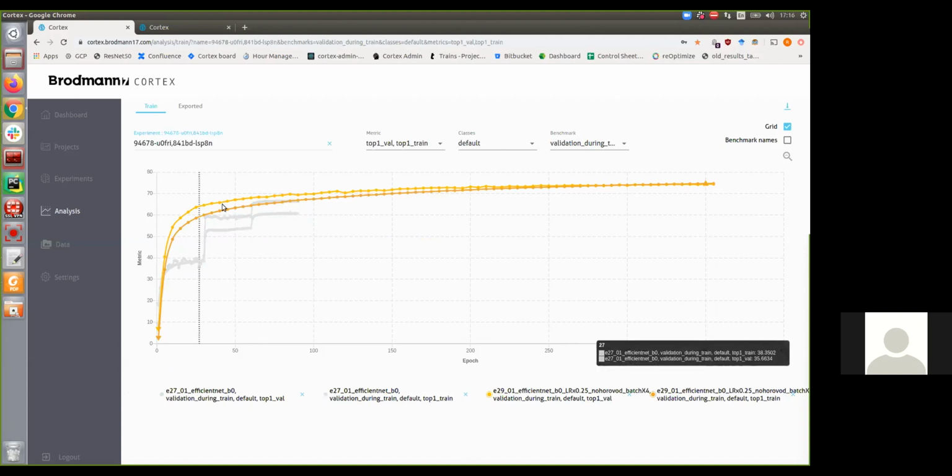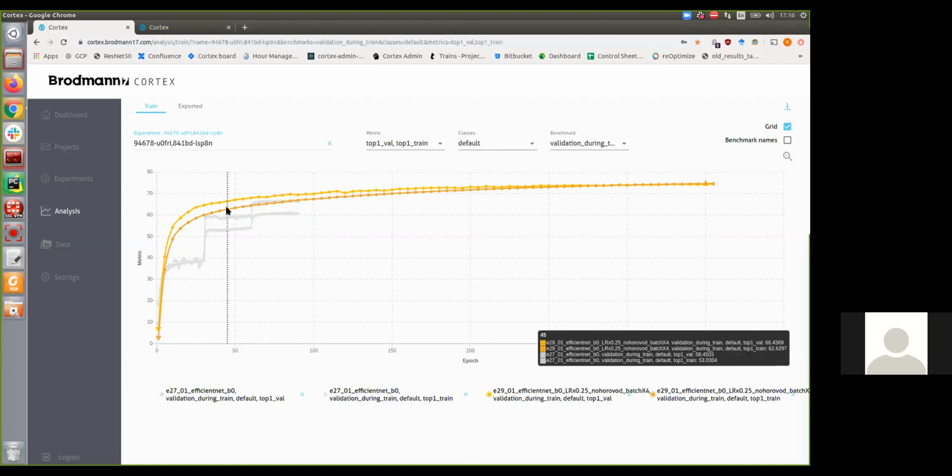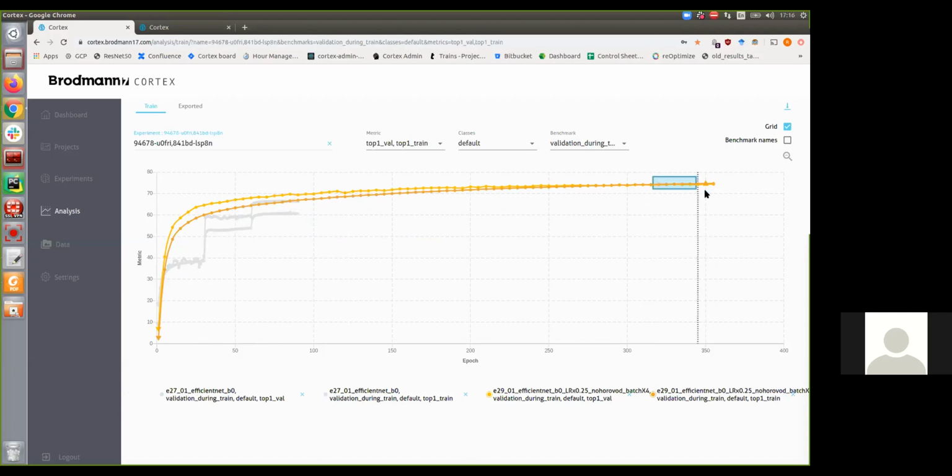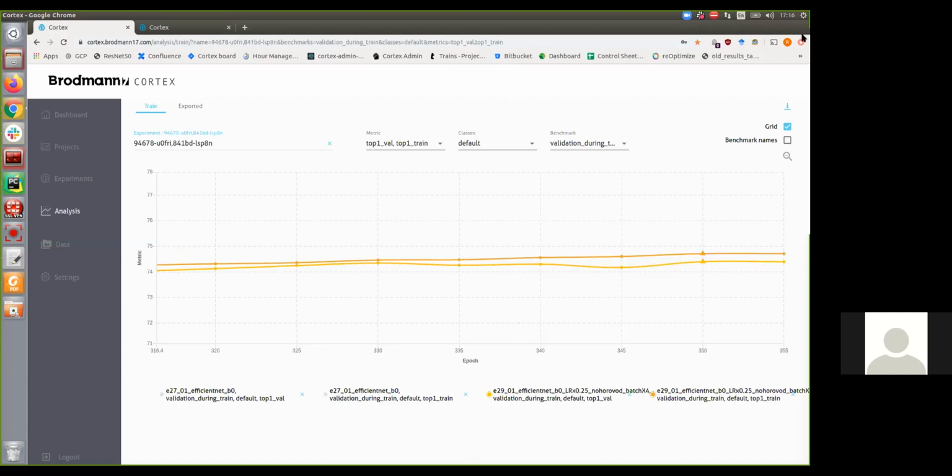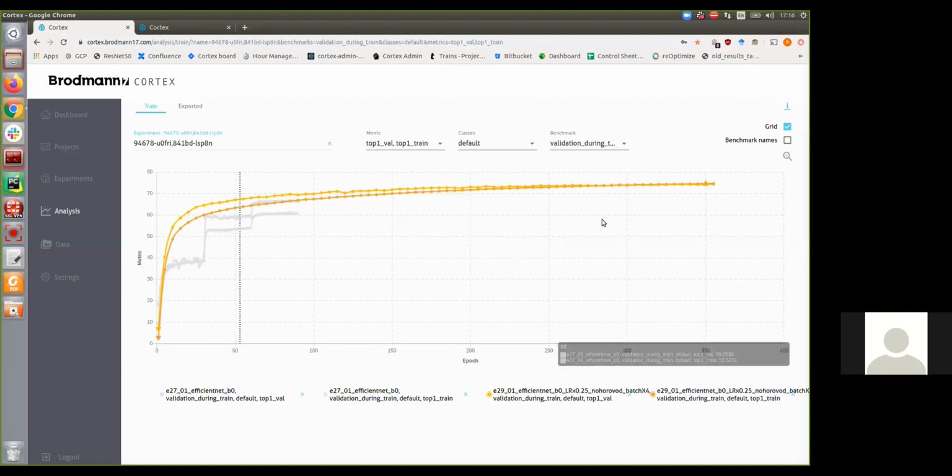So the brighter orange line represents the train accuracy of the model over time, and the darker orange line represents the validation accuracy. And you can see that the train accuracy is higher than the validation accuracy, right? Which is an expected and desired phenomenon. And even here, even though they seem to converge, they don't really converge. So by looking at these numbers over time, I can rest assured that everything is working fine.